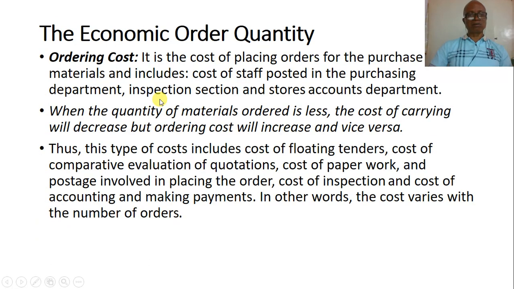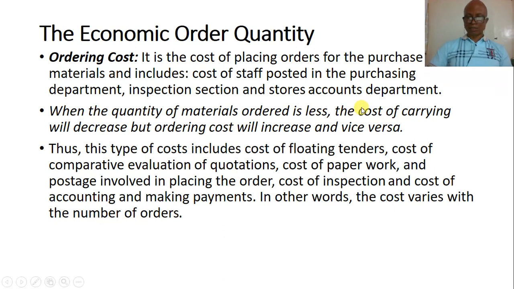Let's look at the second one, that's the ordering cost. It is the cost of placing orders for the purchase of materials, and this includes the cost of staff posted in the purchase department, inspection section and store accounts department. So these are costs that are associated with ordering your stock per time basically.